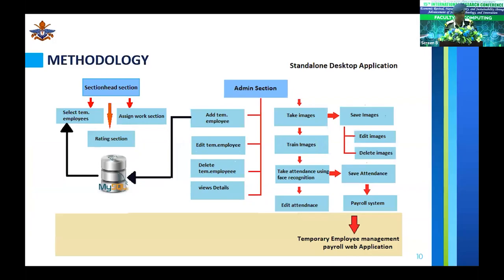There are two main applications: a standalone desktop application and a temporary employee management payroll web application. The standalone desktop application is mainly focused on two sections, the sectional head section and the admin section. The admin section handles all the admin parts, and the sectional head manages the temporary employees by giving ratings, assigning tasks, and so on. This demonstration helps to understand the system.